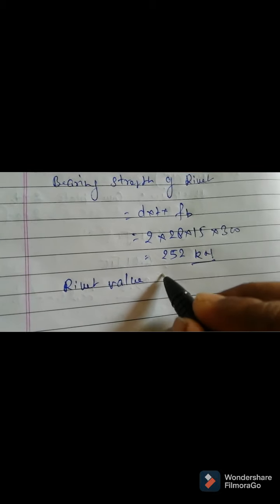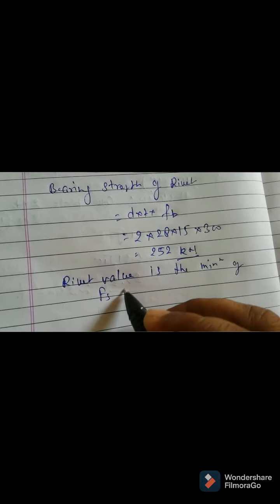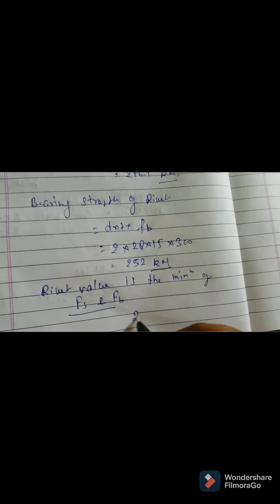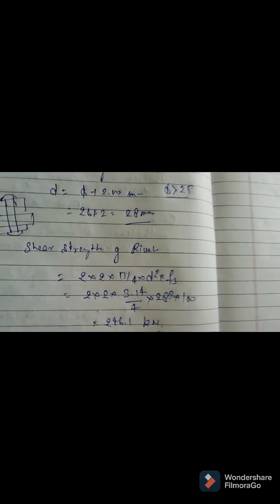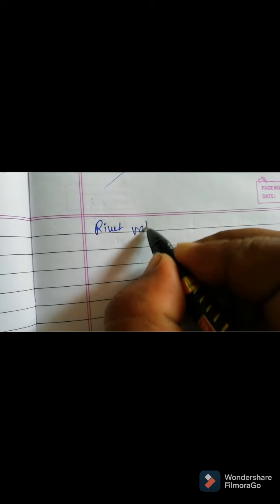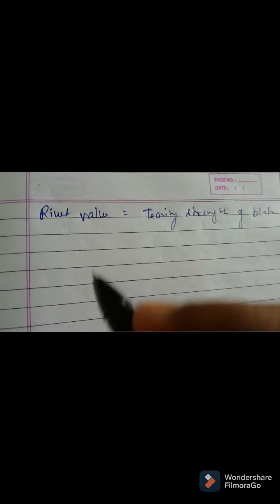So what is the rivet value? Rivet value is the minimum of fs and fb, that is 246.1 kilonewton. Next, we are going to calculate the pitch. The force has not been given, so we have to take the maximum: rivet value equal to tearing strength of plate. Rivet value equal to tearing strength of plate.